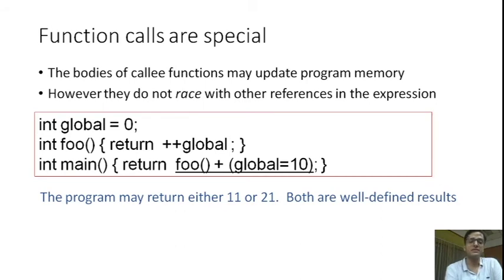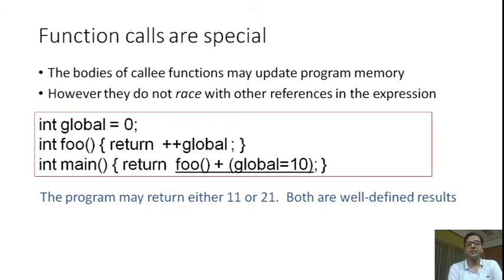Of all the operators in C, the function call operator is special because the bodies of the callee functions may update program memory, and yet these accesses inside the body of the callee function are not considered to race with the other expression references in the expression. Consider this example and the underlined expression foo() + global = 10. Notice that this expression involves a call to function foo, which in its body also modifies global.